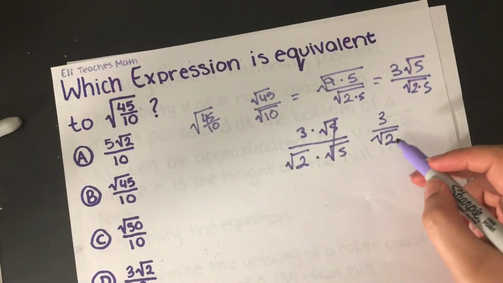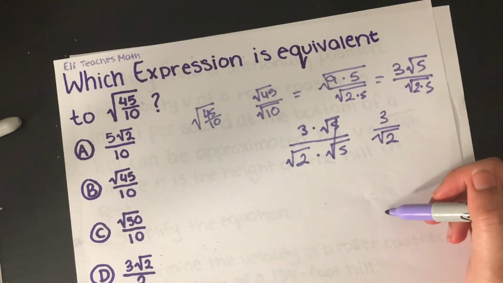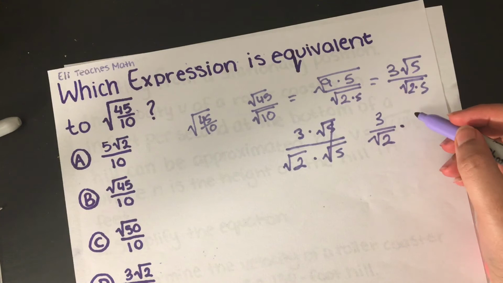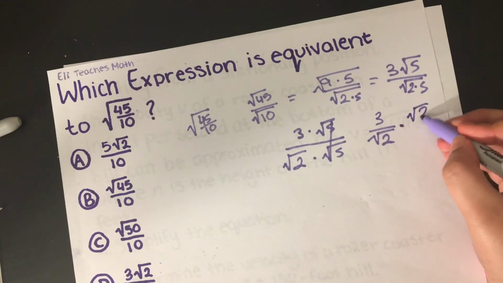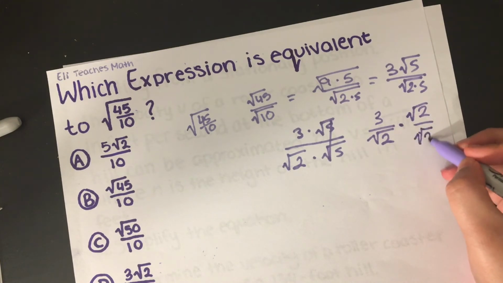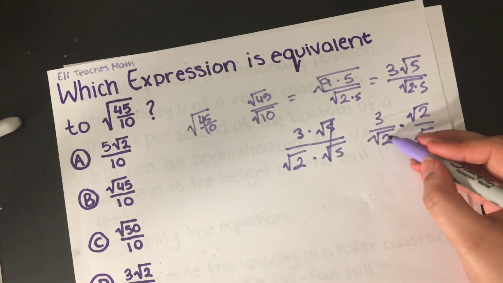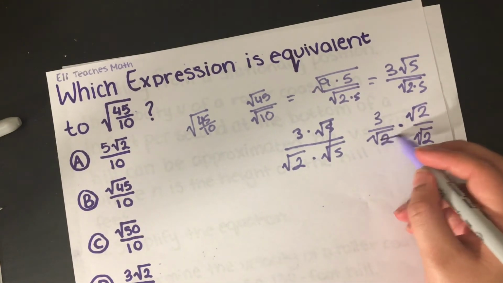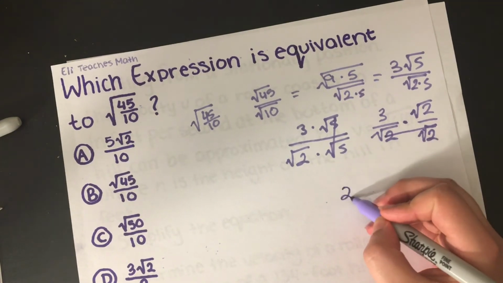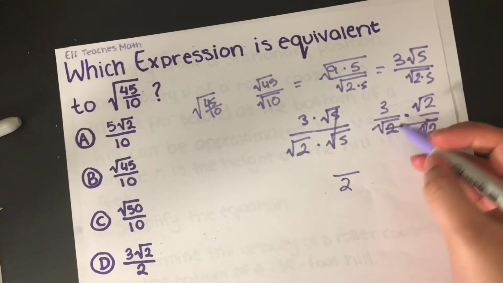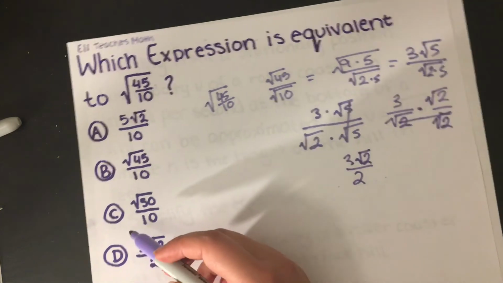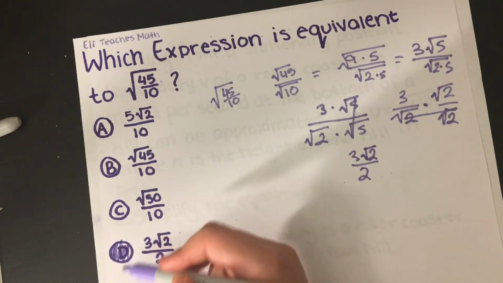Now, we have to bring this square root up here. And to do that, we must multiply both the denominator and the numerator by the square root of 2 to eliminate the root at the bottom. Now, the square root of 2 times the square root of 2 is equal to 2, because it's 2 squared, right? And now we're left with 3 times the square root of 2. So our final answer would be 3 root 2 divided by 2. And that is right here, letter D.